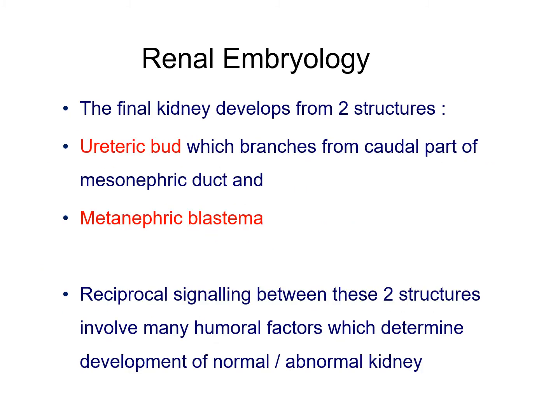The metanephric blastema forms the final kidney structure together with the ureteric buds, which branch out from the caudal part of the mesonephric ducts. Interactive signaling between these two structures involves many humoral factors, and these determine the development of either a normal or abnormal renal tract.